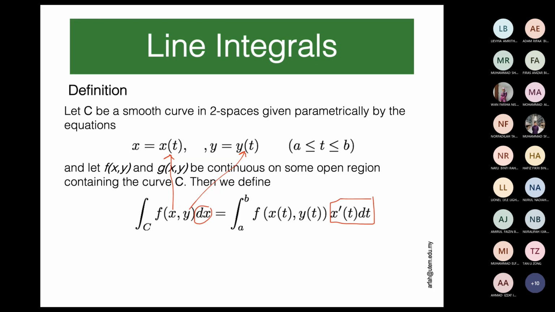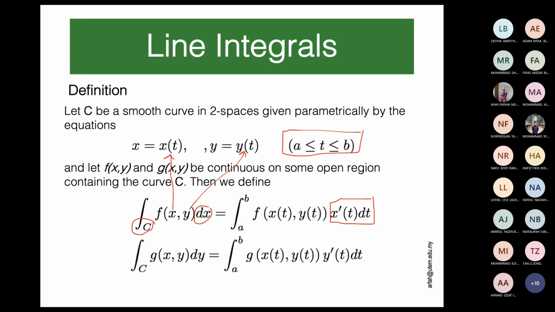So from here we do the integration over the curve C. The curve C turns into the integration from a to b. Why from a to b? Because t takes values from a to b. That is why we take the line integral for t between a and b.